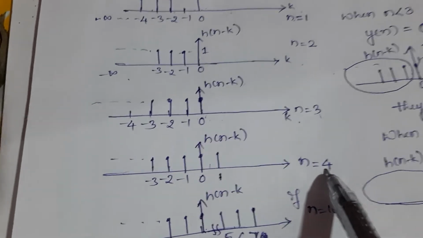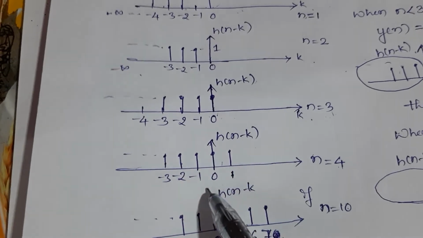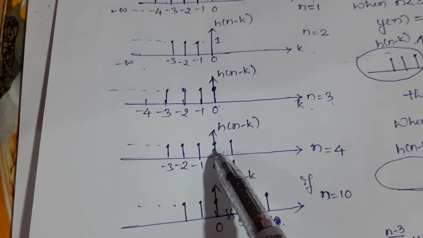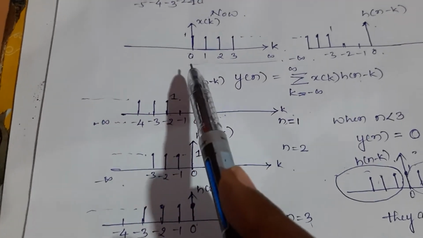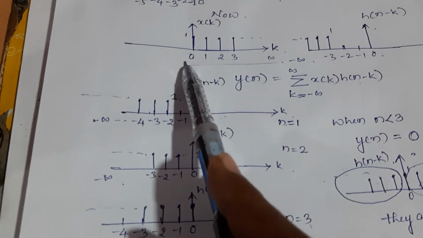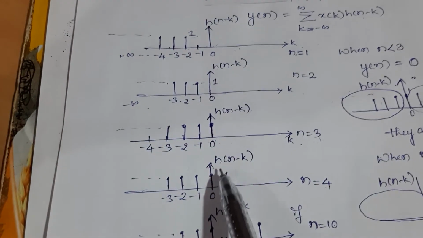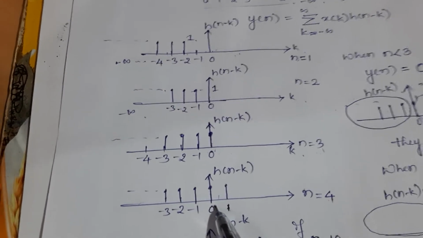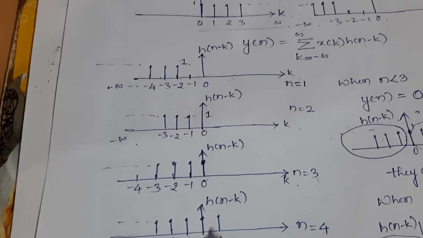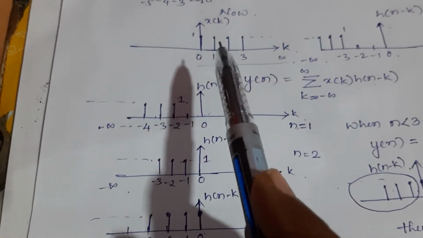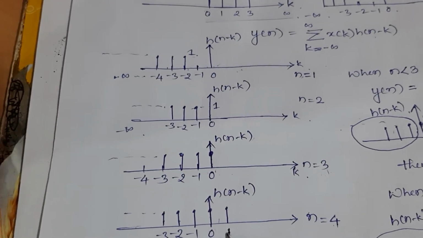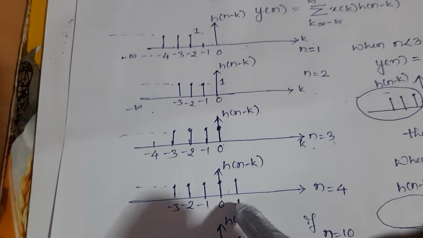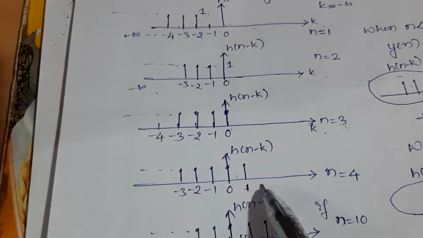When n is equal to 4, my h of n minus k signal will run from minus infinity to 1. So x of k is the same one running from 0 to infinity. Now the 0th sample is having its pair. So here at k equal to 0 the multiplication is possible, and at k equal to 1 also x of k is having a sample and h of n minus k is also having a sample. So the multiplication starts existing.